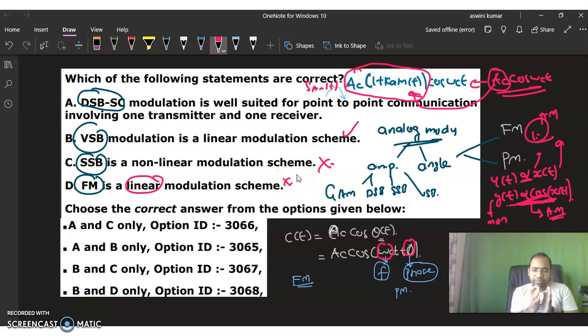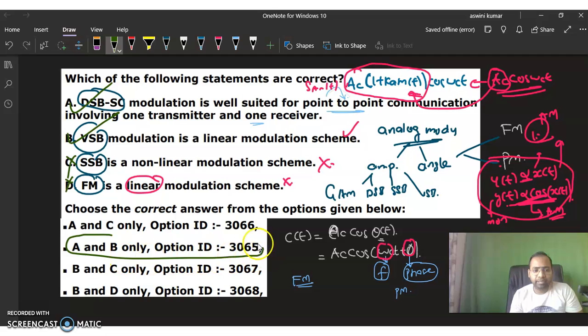So we are differentiating linear and non-linear based upon this concept, these expressions. Now, as per this concept, DSB-SC is suited for point-to-point communications, and it involves the transmitter and receiver also. So we can take that A is correct and B is correct, but C and D are wrong. So A and B, both these two are correct, means we can take option B as the correct answer.